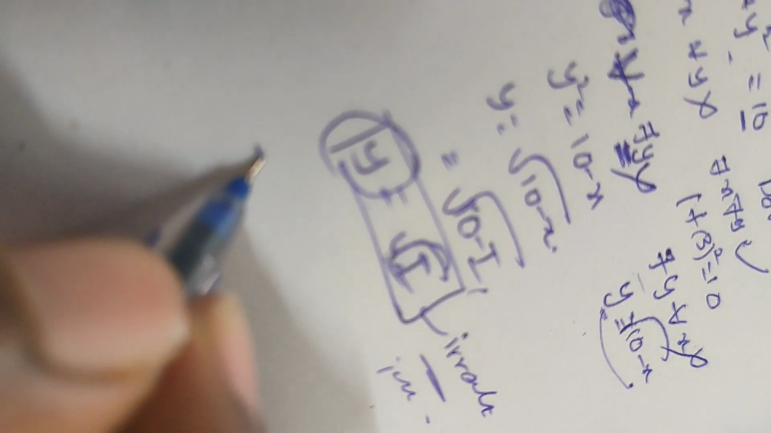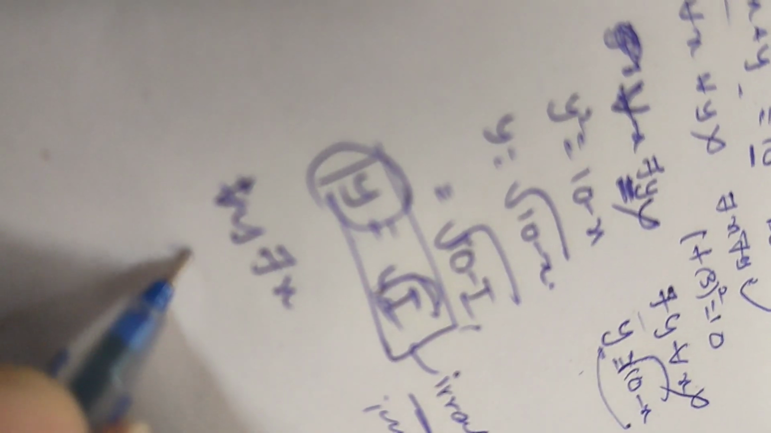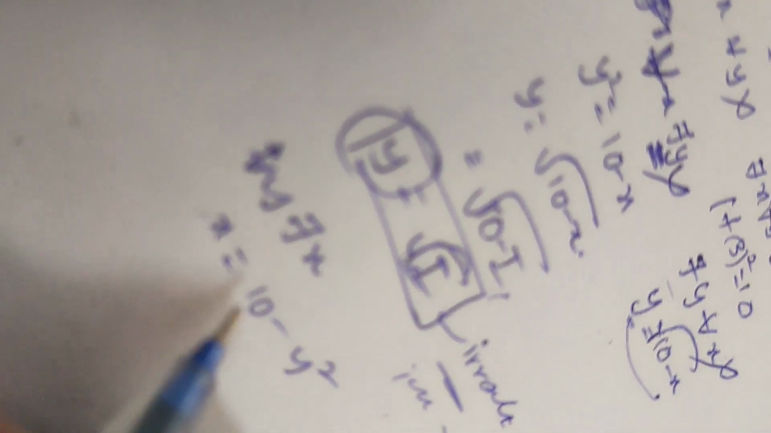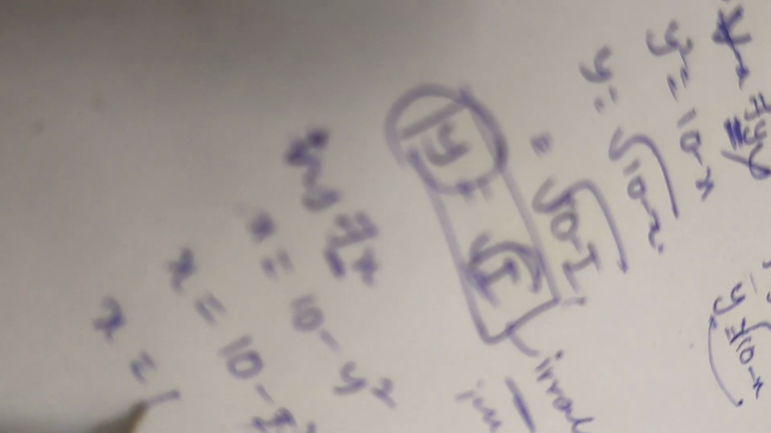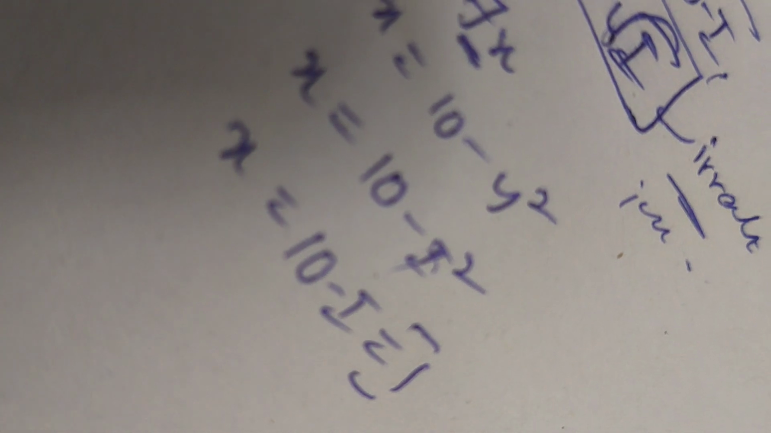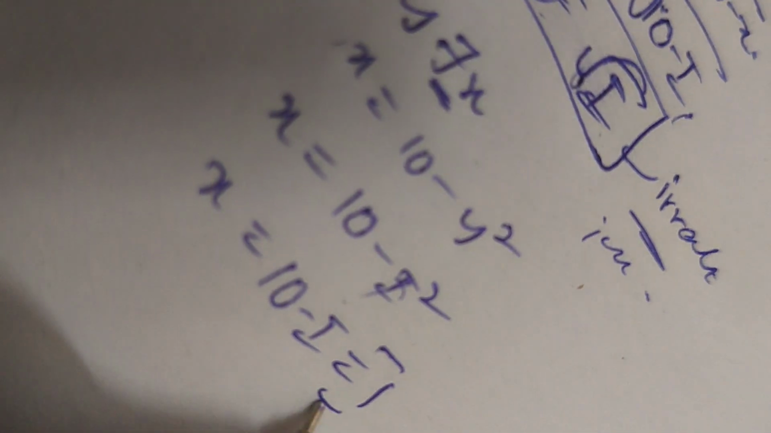Next. For all y there exists x, x is equal to 10 minus y square. X is inside. Check the domain: 10 minus an integer square is an integer, no? Definitely it will be true.